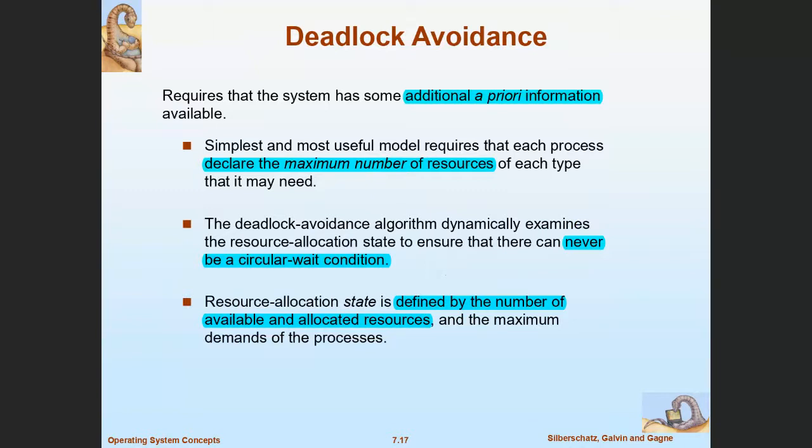To avoid, we have to have certain additional a priori information. So the process must declare the maximum number of resources. Deadlock avoidance we will cover in a moment in more detail in the Banker's algorithm. Dynamic deadlock avoidance examines the resource allocation and prevents a circular wait condition. So we have to have a defined number of available and allocated resources. It requires certain calculations.